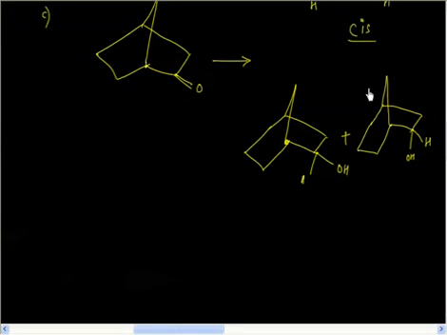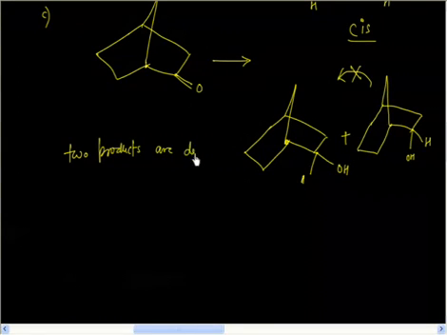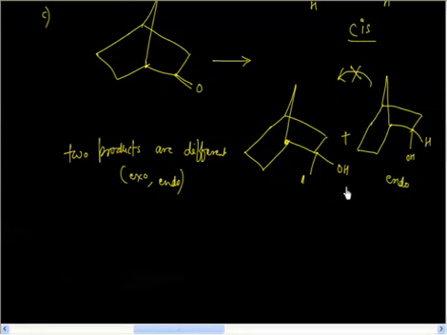If you try to see, these two products can't be superimposed. So these two are different products. If you try to just lift this up and put it here, these two products will not superimpose. So these two are different products, and they are called exo and endo. So one is called exo, another is called endo. In one case the OH group is inside, so I can call this endo, and in one case the OH group is outside, so this is basically exo.